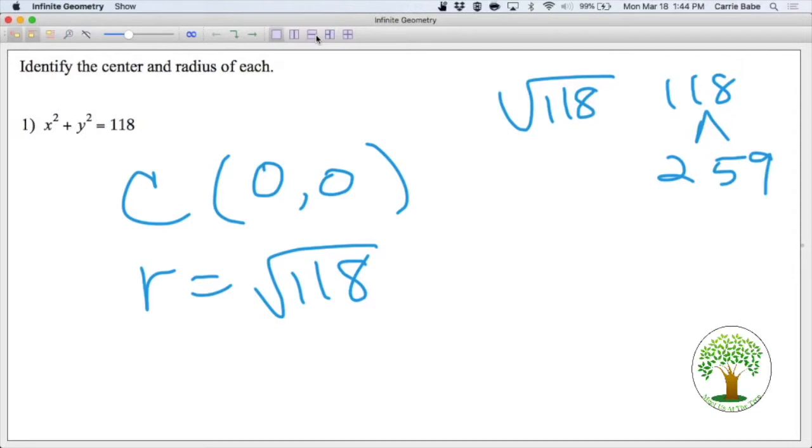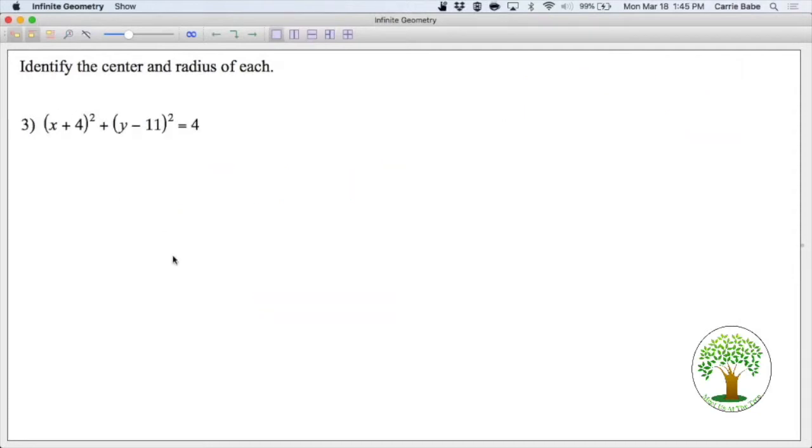All right, now we need the center and the radius.